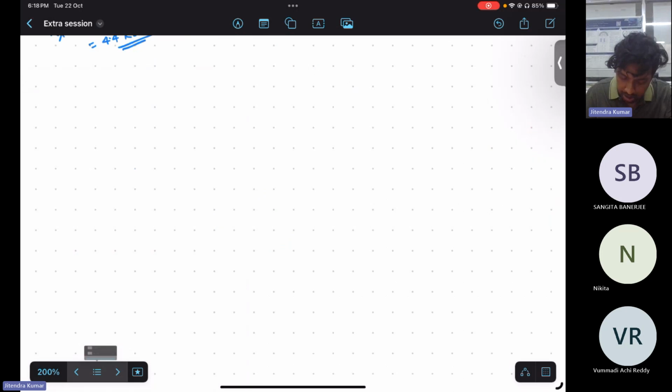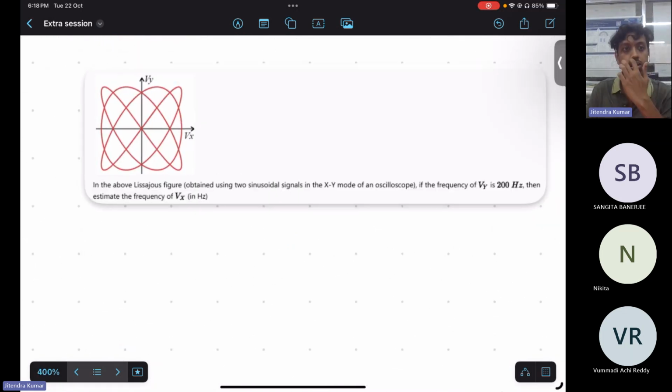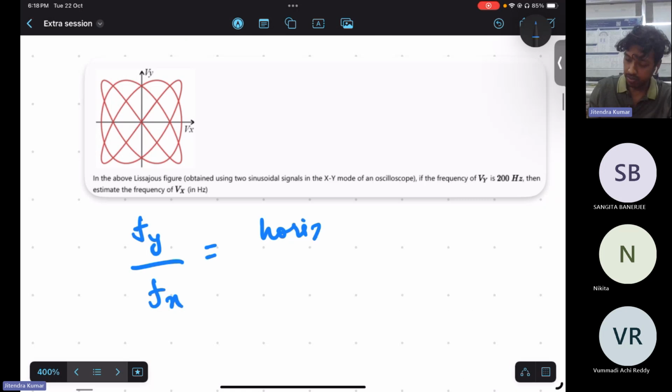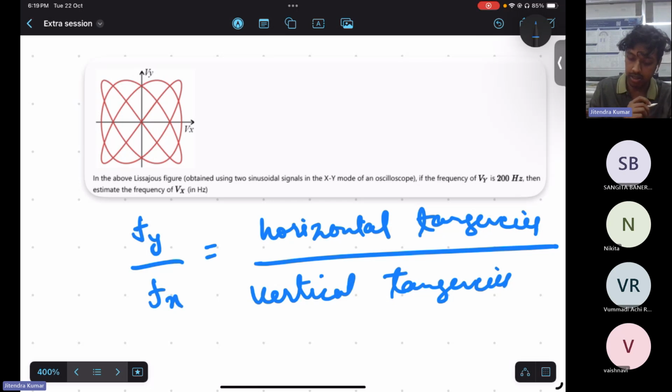Again, this question is based on the Lissajous pattern. We need to find the frequency of the x-axis voltage, and we are given the frequency of the y-axis voltage. So again, we will do the same thing: fy by fx equals horizontal tangencies divided by vertical tangencies.